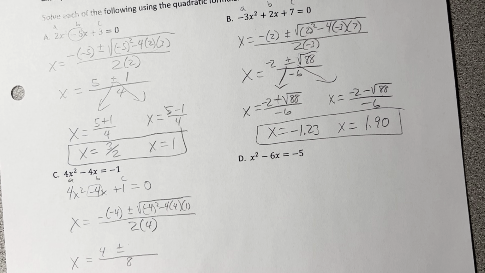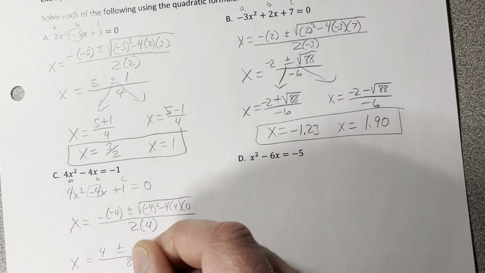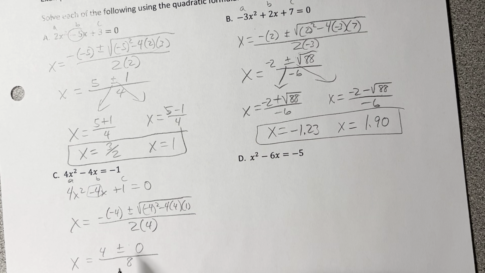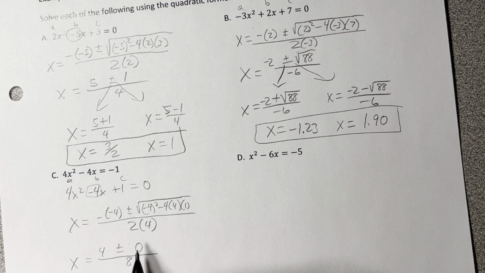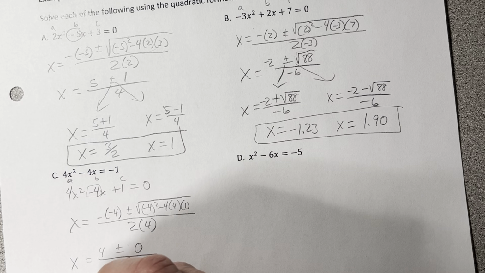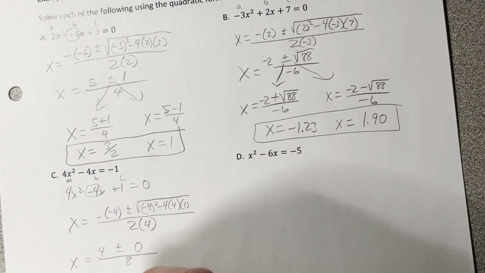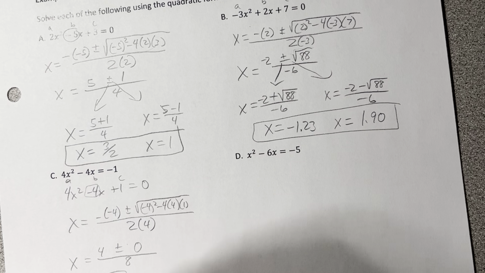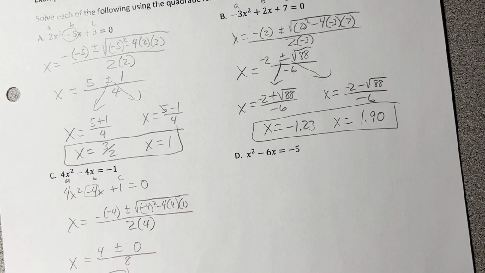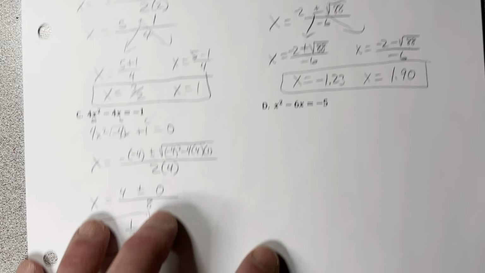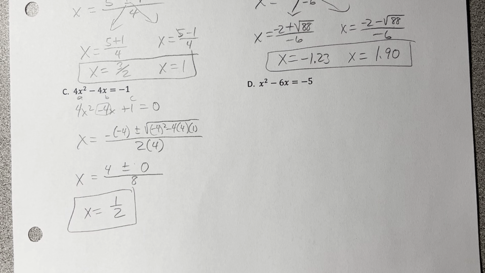The square root of 0 is 0. So class, yeah, we'd split it up, but here's the thing. 4 plus 0 is 4. 4 minus 0 is 4. We're going to get 2 of the same answer. Our answer is 4/8, or 1/2. And you can think of it as we actually get 1/2 as an answer twice, which is kind of interesting. All right. That actually has some meaning when we're graphing.